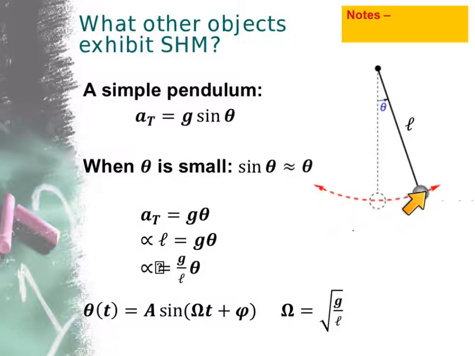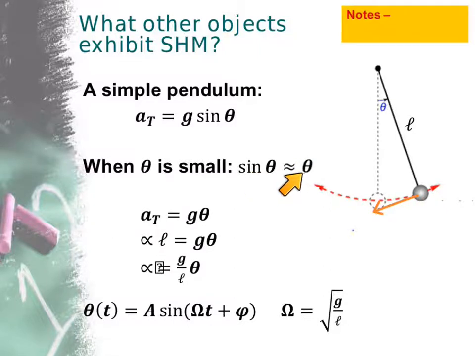The reason is because at this point, the direction of tangential acceleration is along a tangent line. So if I were to draw a tangent line, that would be the direction of our tangential acceleration. It turns out that when you can assume that theta is small, in other words, we don't lift this thing way up to 90 degrees, then you can actually show that sine theta can be approximated by just theta itself.